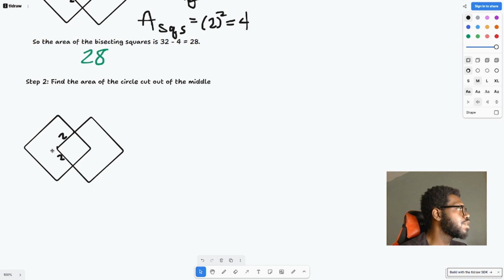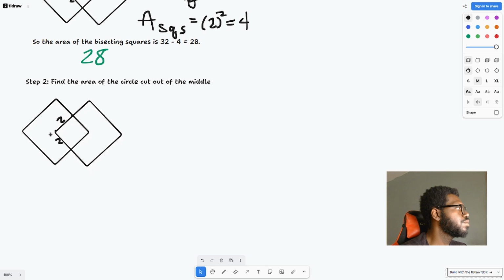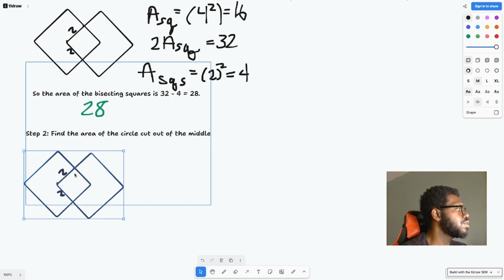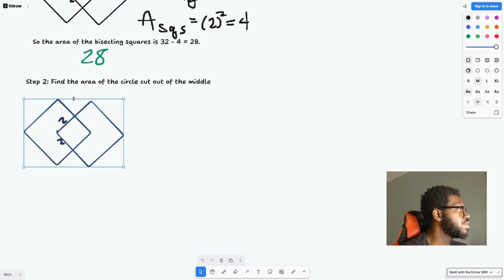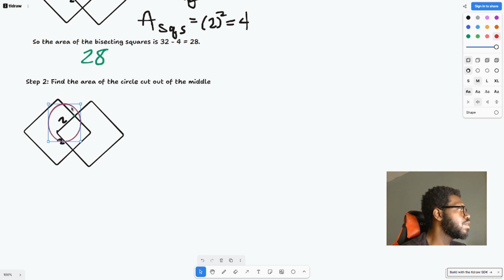Okay, now the second step is going to be to find the area of the circle cut out of the middle. Now I copied this shape from step 1 because this is going to be important for the second step. I would say to pay close attention here because this step is a little bit trickier than the previous one. Now what we have here is a circle which has a diameter that consists of the 2 points of intersection.